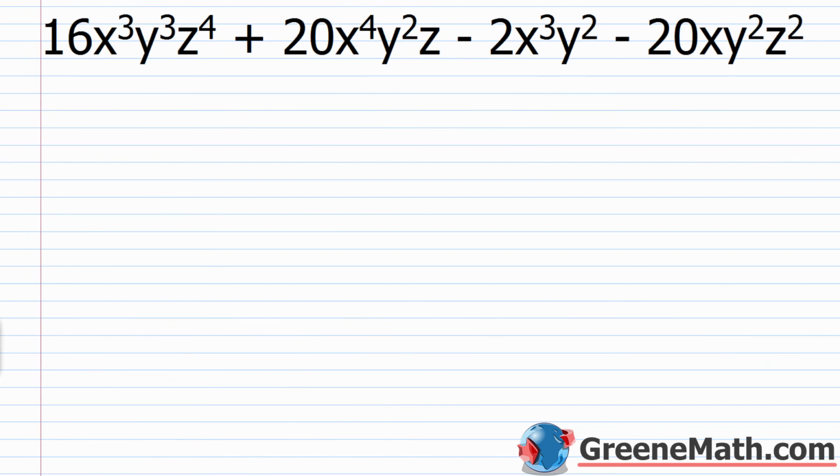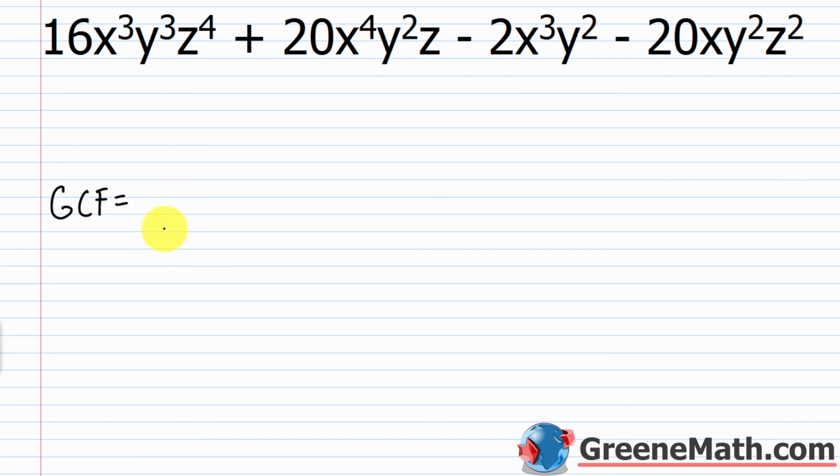All right, let's take a look at the final problem here. I have 16x cubed y cubed z to the fourth plus 20x to the fourth y squared z minus 2x cubed y squared minus 20x y squared z squared. All right, so what is the GCF?